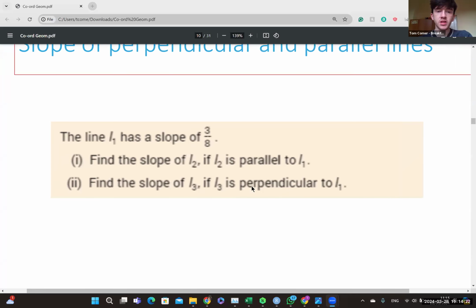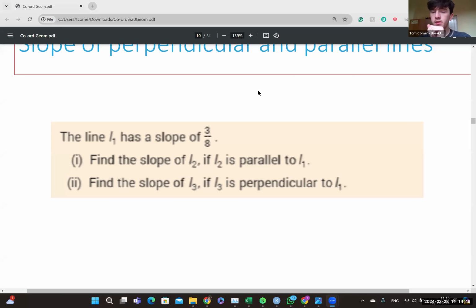I want you guys to give this a go. So if I had a line L1 that has a slope of 3 over 8, I want you to find the slope of another line, L2, if it's parallel to L1, and I want you to find the slope of a third line, L3, if it's perpendicular to this first line. Okay? Let's give that one a go, guys. Just send me your answers when you're done.